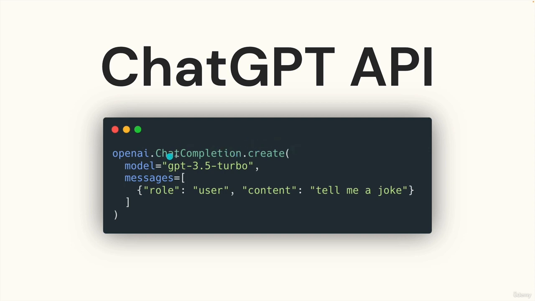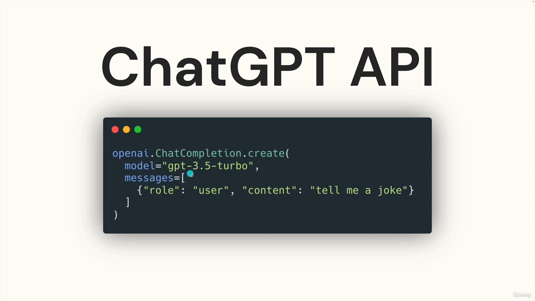OpenAI.chatCompletion.create, so chat completion instead of completion. Our model, so we could do GPT-4 if you have access to it, or GPT 3.5 Turbo, which everyone has access to, but you still can only use that with the chat completions. And then the most important difference is we don't pass through a prompt parameter.